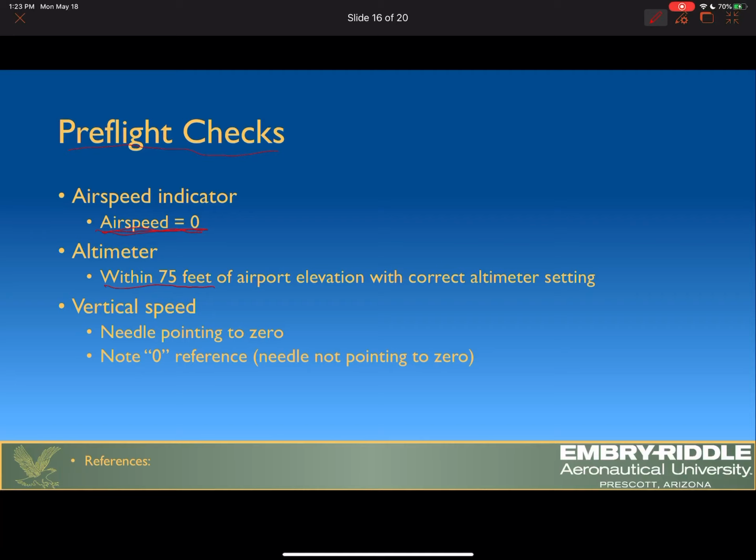And anytime it's not pointing to 0, so let's say you're on the ground and that vertical speed indicator, let's say here's 0, there's like 100, negative 100. Let's say on the ground when you're not moving, it's pointing to 100. That becomes your new 0, which means 0 would represent negative 100, 200 would represent positive 100, and so forth. So that's the simple correction you need to do if your vertical speed indicator is not reading 0.